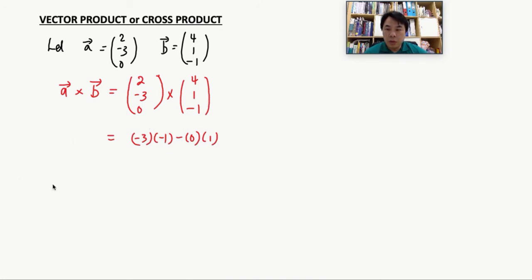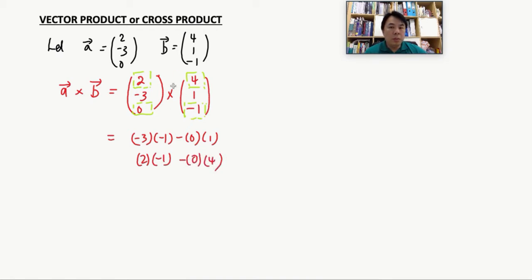Next, we'll follow the same rule here. We're going to highlight the determinant for the j component. The j component is the middle row. All you need to do is look at this cofactor here. So the cofactor we are looking at is 2, 4, 0, and -1. And then we're going to repeat the same calculations for its determinant. That will be 2 times -1, minus 0 with a 4.